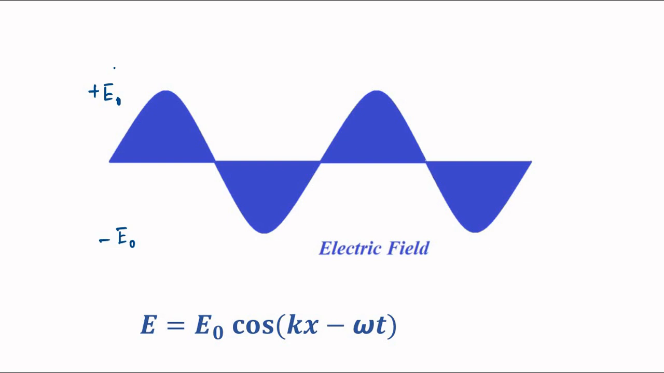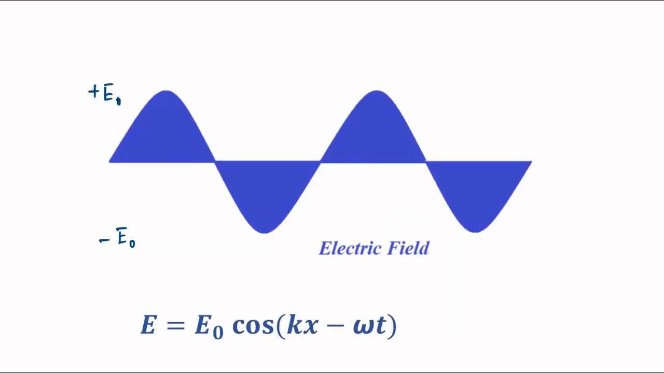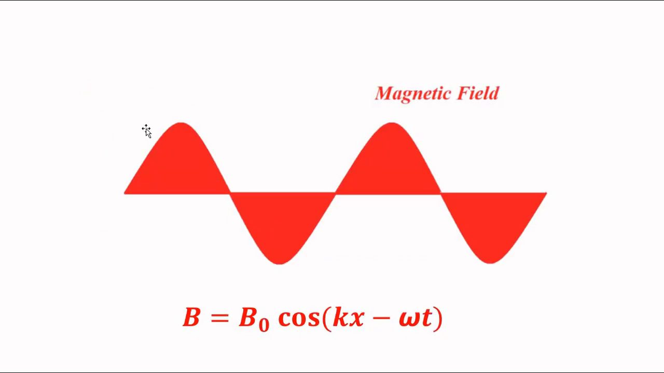And here x comes into this place because the direction of propagation of the wave is along the x direction. And for the magnetic field, this is the amplitude in the positive and negative direction, plus B0 and minus B0, and the same things. As you can see, there is no phase difference between the two waves. There is no lag or lead.